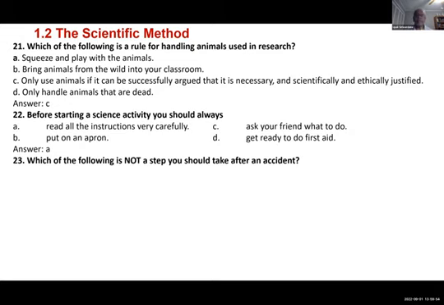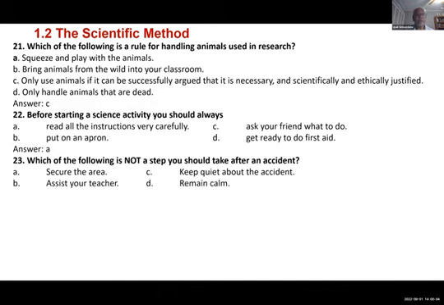Which of the following is not a step you should take after an accident in a lab situation? Secure the area. Keep quiet about the accident. Assist your teacher. Remain calm. C. Correct. This is strong. See, keep quiet.